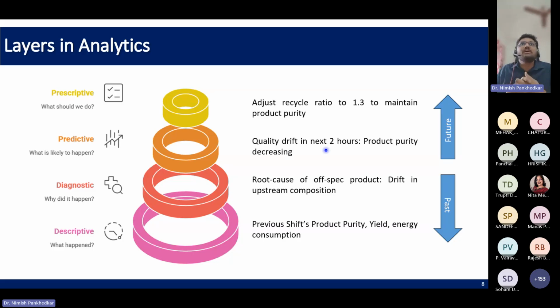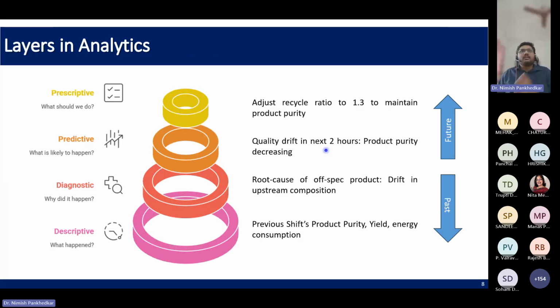But coming to the predictive analytics, we come up with an answer to the question, what is likely to happen. So we will be able to take an action well within time, and that goes to the next level, that is the prescriptive. So predictive analytics is all about finding the answer to the question, what is likely to happen, and the answer to how to avoid the incidents if it is going to happen. That comes up in the topmost layer of prescriptive analytics. So for example, we know that the upstream composition is drifting over the next 2 hours, then probably the operator may take a decision to increase the recycle ratio so as to maintain the product purity. So these are the different layers in analytics that most of you would be familiar with.